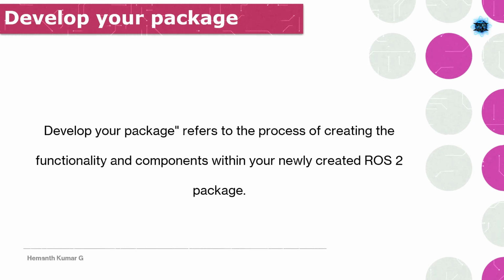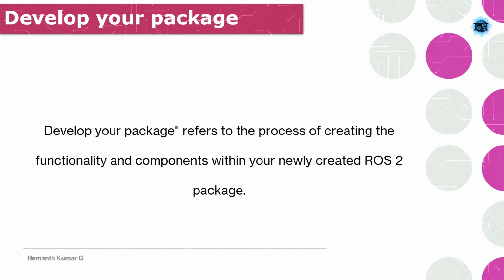Now, coming to develop your package according to your requirements. Once inside the package directory, you can begin developing the package according to your specific needs and requirements. This typically involves creating the ROS nodes, which are executable programs that perform various tasks within the robotic system. You may write code in programming languages such as C++ or Python to define the behavior of the nodes.